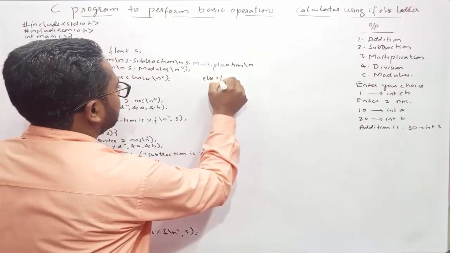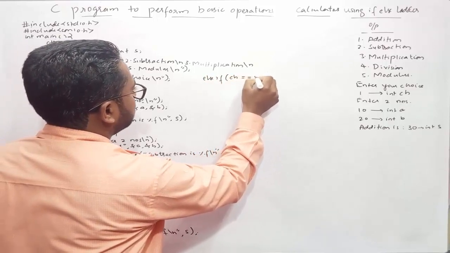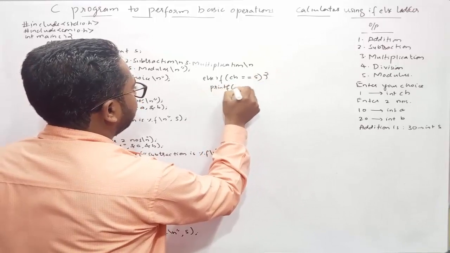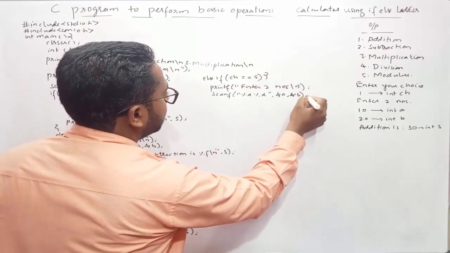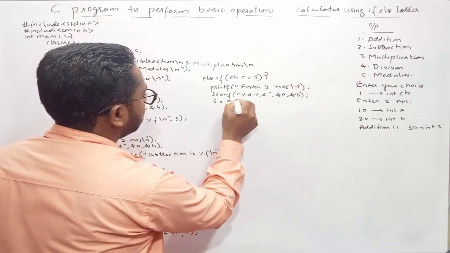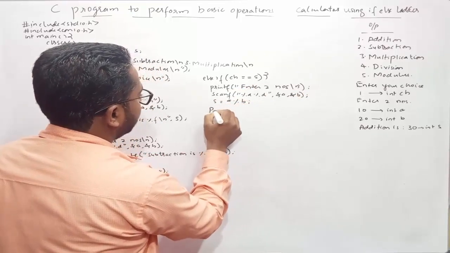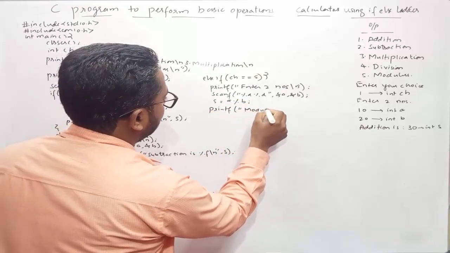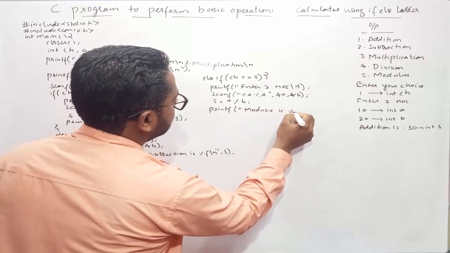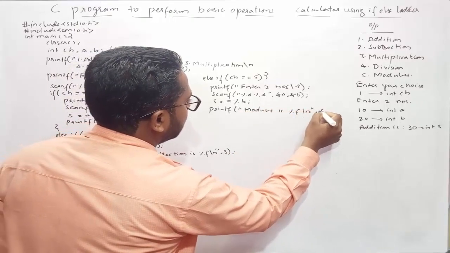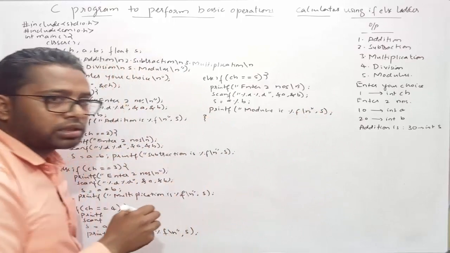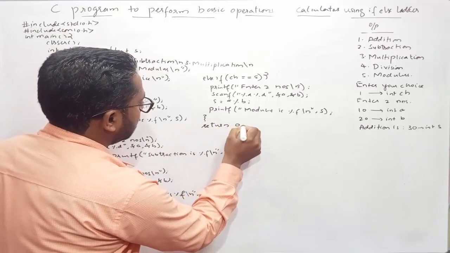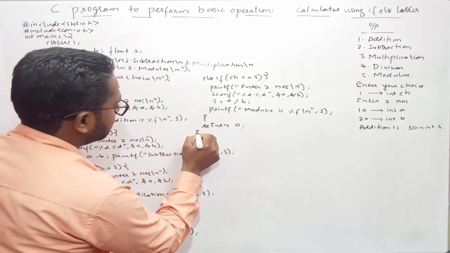else if ch is equal to 5, then printf, scanf, next s equals a mod b, printf modulus is %f slash n comma s, bracket closed, then return 0, and then this main function gets closed.